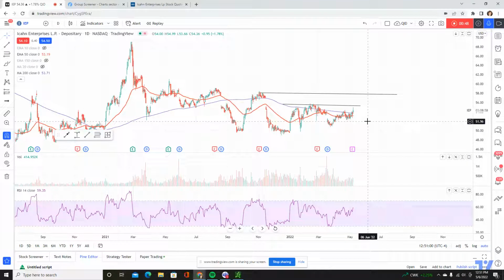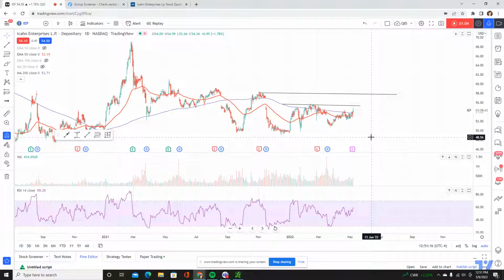Now, the trend of the overall market is down. We're in a bear market, so we have to be very careful when we go long on a stock in a bear market. Then again, you have to be ready because a bear market could turn at any moment.